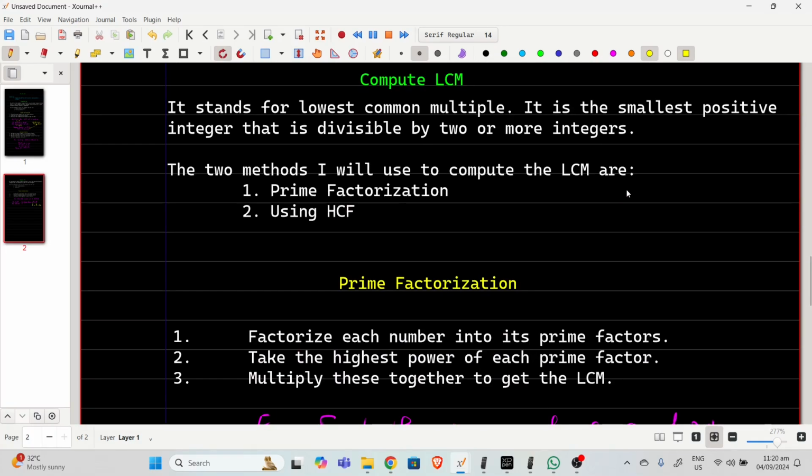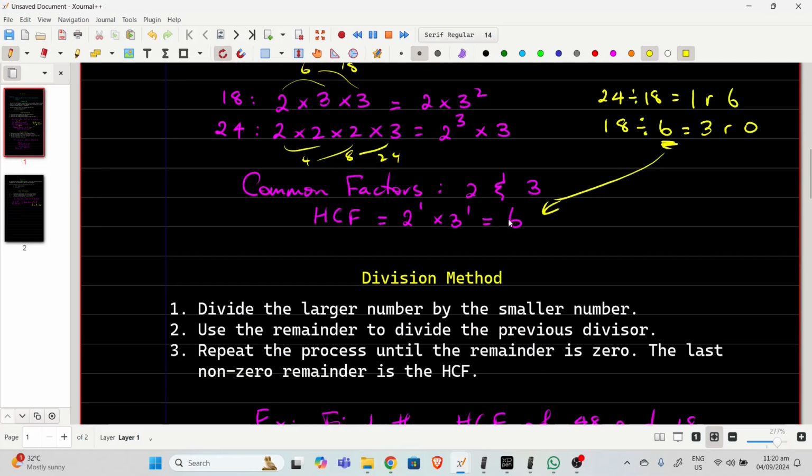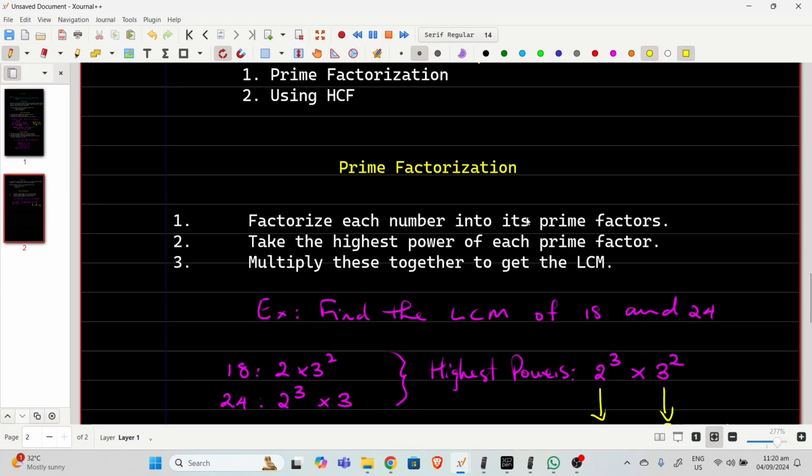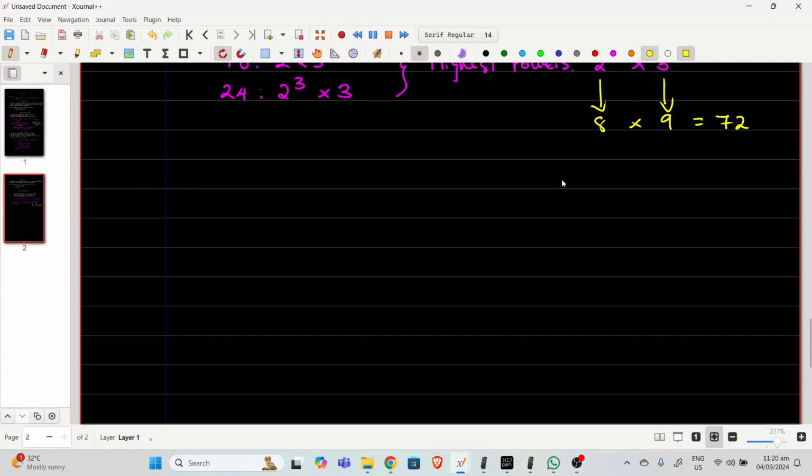Let's now use the HCF that we calculated, which is 6, to find the LCM. All right. So we have another method here, which is using the HCF.